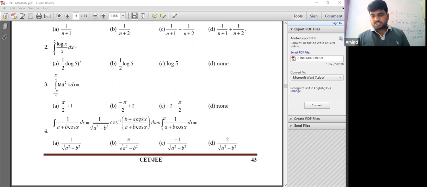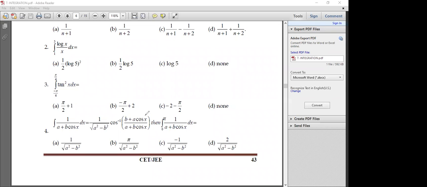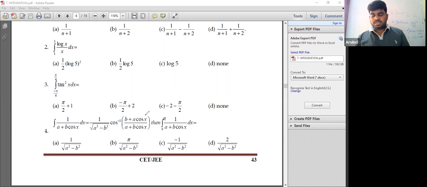Cos inverse of minus 1 is pi minus cos inverse 1. Yeah, option B is correct. Cos inverse of minus 1 will become pi minus cos inverse 1. So pi minus cos inverse 1 is 0. So only pi remains for you. In the denominator, root of a square minus b square remains for the upper limit.